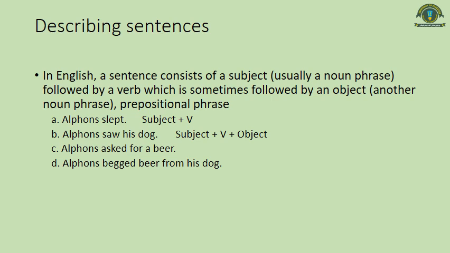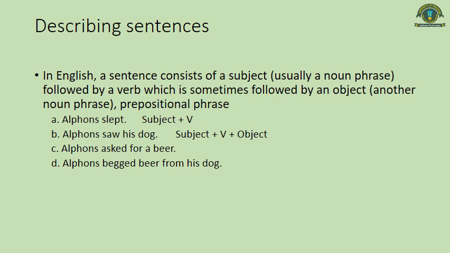And then Alphonse asked for a beer. And then Alphonse begged beer from his dog. So if we apply the phrase structure rules to these sentences, it can be like this. In the next slide we describe the phrase structure rules behind these sentences in detail.